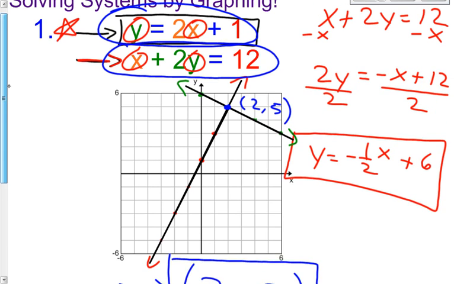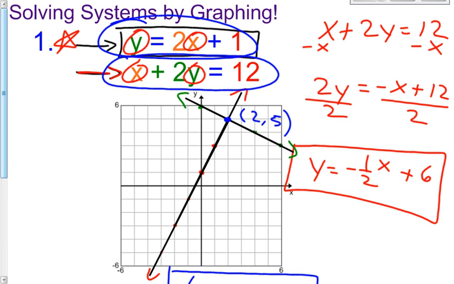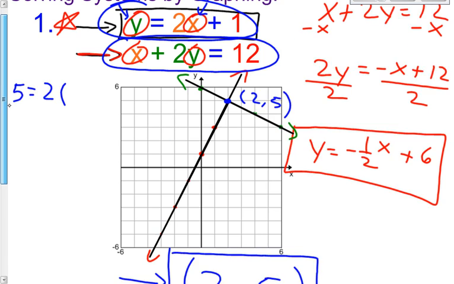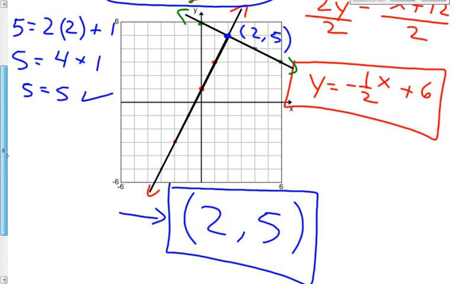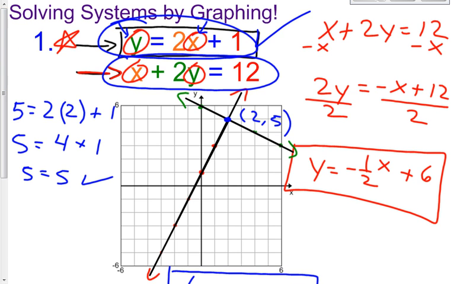So you can check your work just by substituting them back in. Put in 2 for the x and put in 5 for the y. So 5 equals 2 times x, which x is 2, 2 times 2 plus 1. Does this work? 5 equals 2 times 2, which is 4. 4 plus 1 is 5. Obviously, 5 equals 5. So the point 2, 5 checks out for this one.